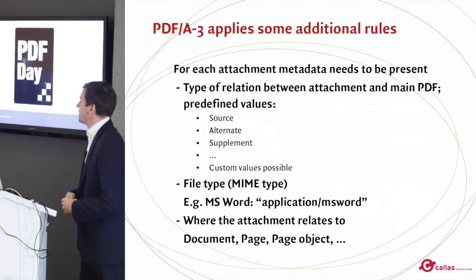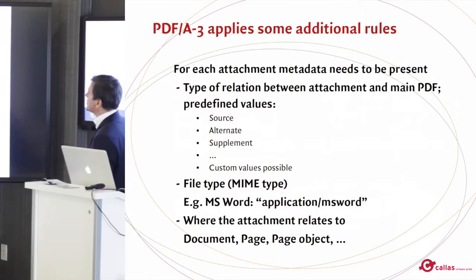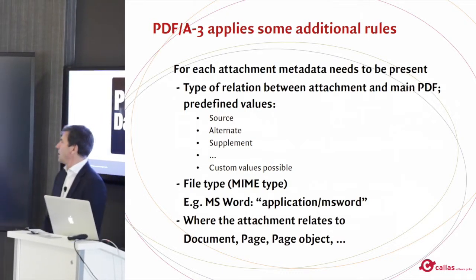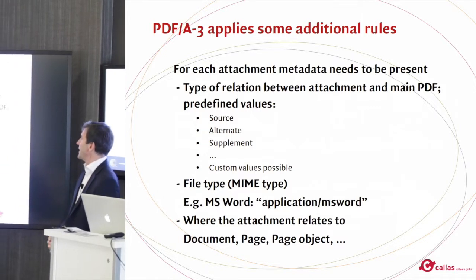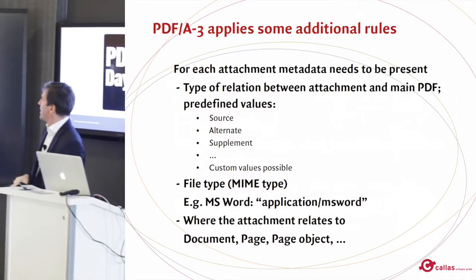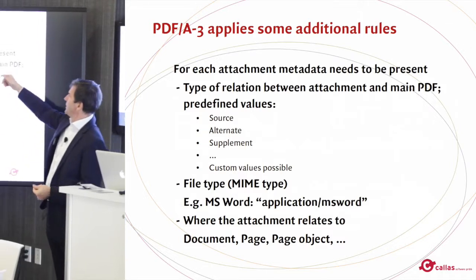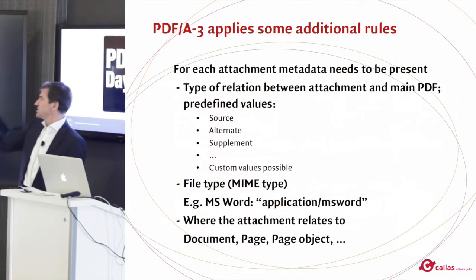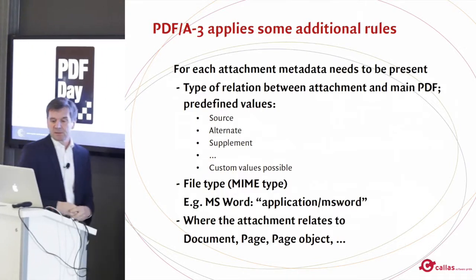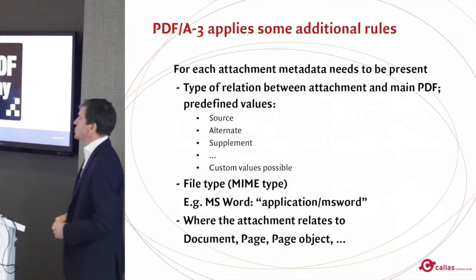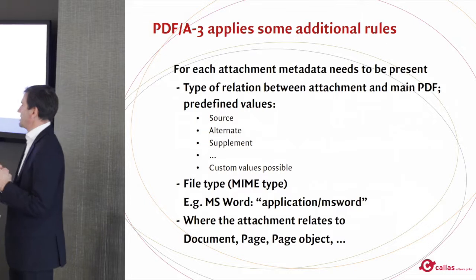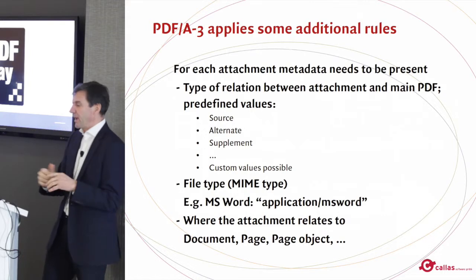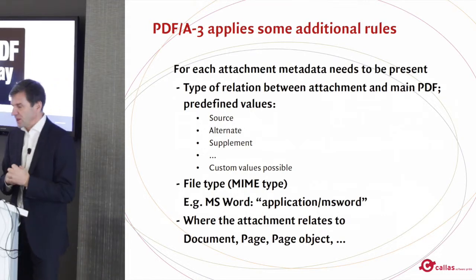In addition to that, PDF A-3 has some rules for how these attachments are attached to my PDF A-3 container. What metadata needs to be there for these files, and there is an indication about the relationship between the attachment and the main file, whether this is a source, an alternate, or a supplement. The file type, the MIME type actually, like whether it's a Word file or XML file or whatever, and what this attachment actually relates to, whether it's the whole document, a page, a page object, or whatever.